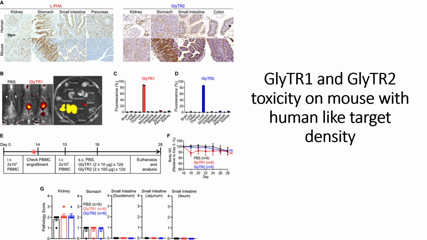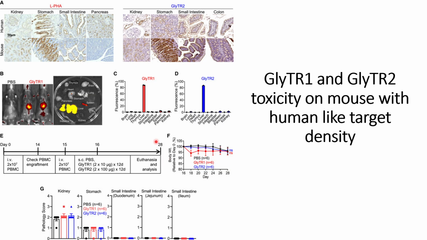In that case, they took the mouse, and in order to avoid immunogenic reactions, the mouse does not have MHC1 and MHC2. They inject these PBMCs on day 0 and check the PBMC engraftment at day 14, and at day 15 they again inject these PBMCs. Thereafter, at day 16 they treat the mice with 3 different conditions. One is the control, that is with PBS, and in the other cases they treat with GlyTR1 and GlyTR2 at 10 micrograms and at 2 different time intervals.